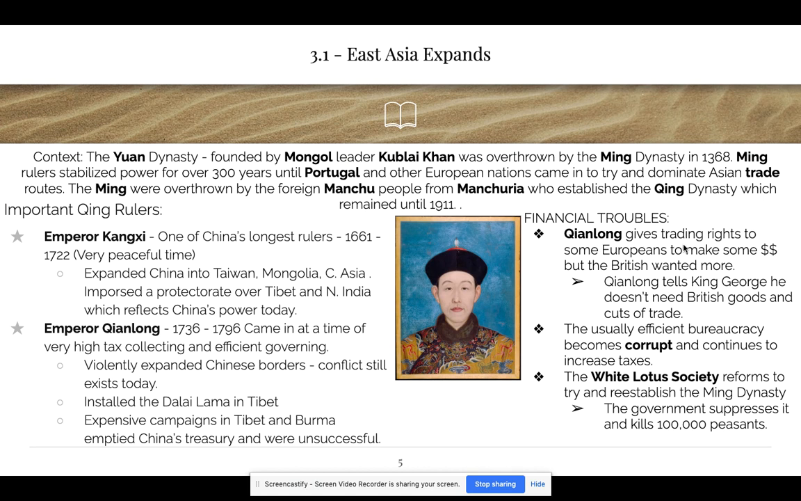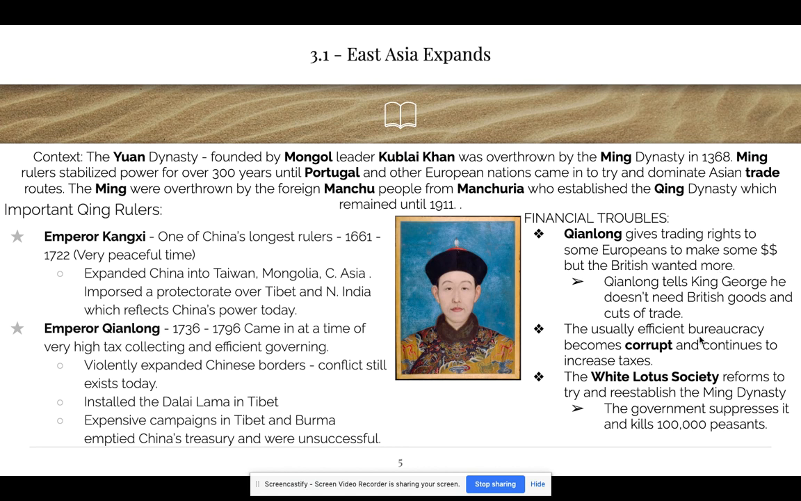We're going to talk about how all Europe wanted was the goods that existed in Asia, and they wanted more than Qianlong was going to give. So eventually, he kind of tells King George to get lost and really injures that trade relationship.